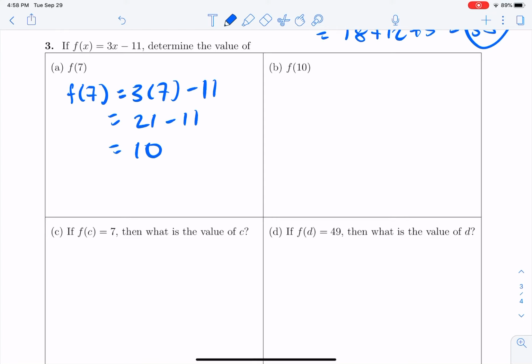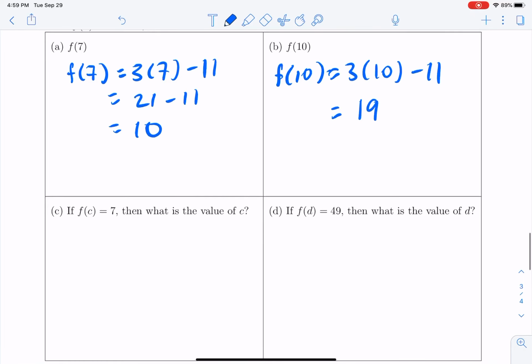All right, part B. f of 10 equals 3 times 10. 10 is my input, minus 11. 30 minus 11. Oh my gosh. So that's not as hard as I think. 30 minus 11 is 19. Good. Perfect. f of c equals 7. Then what is the value of c?